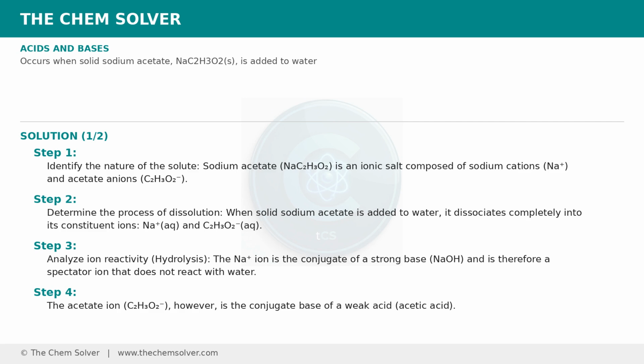Analyze ion reactivity. Hydrolysis. The Na+ ion is the conjugate of a strong base, NaOH, and is therefore a spectator ion that does not react with water. The acetate ion, C2H3O2-, however, is the conjugate base of a weak acid, acetic acid.